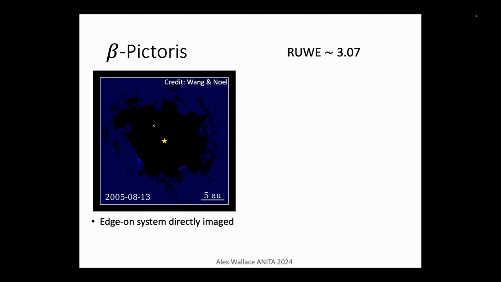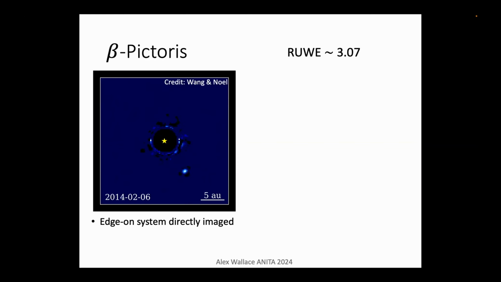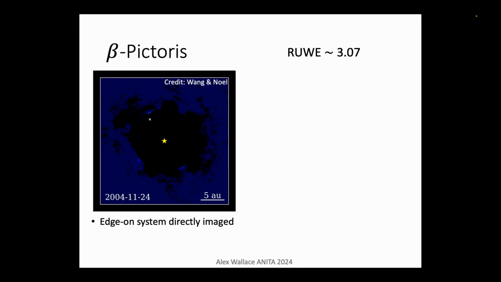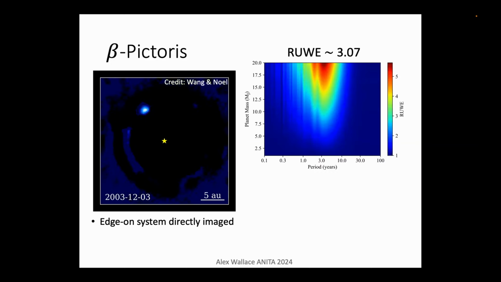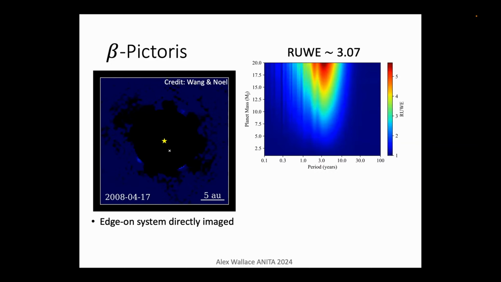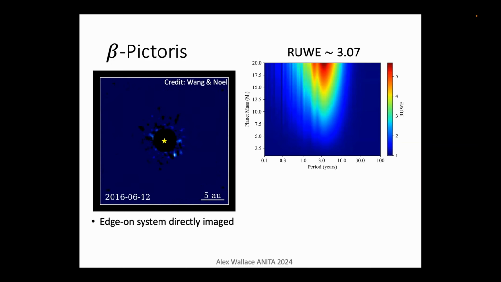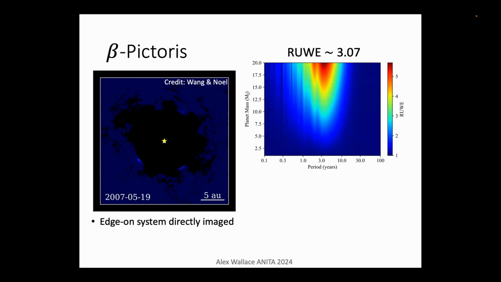So I'll pick one of my favorite systems here. This is Beta Pictoris. It's a rare edge-on system that's been directly imaged, and this has a RUWE of 3.07, which is reasonably high. So before we go into all the Bayesian posterior stuff, we can actually plot out how the RUWE varies as a function of mass and period. This is assuming the 90-degree inclination, so it's an edge-on system. You can see the RUWE would obviously increase if you had a more massive planet. It's more of a wobble.